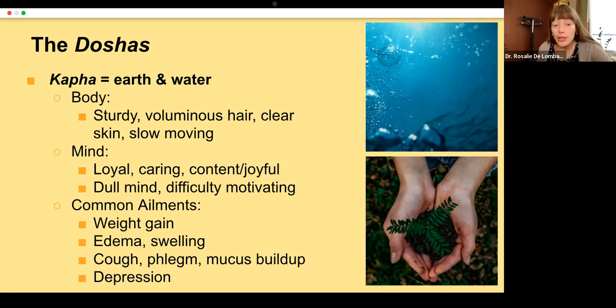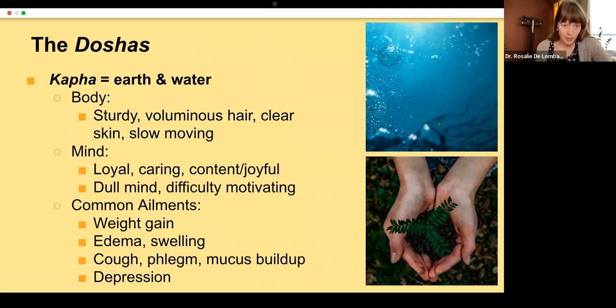So they are loyal, they're caring. They're usually, if they're balanced, quite content and joyful. They're happy to sit on the couch and watch the world go by, right? When a Kapha person is out of balance, they can have a dull mind. So difficulty motivating, hard time getting out of depressive states.